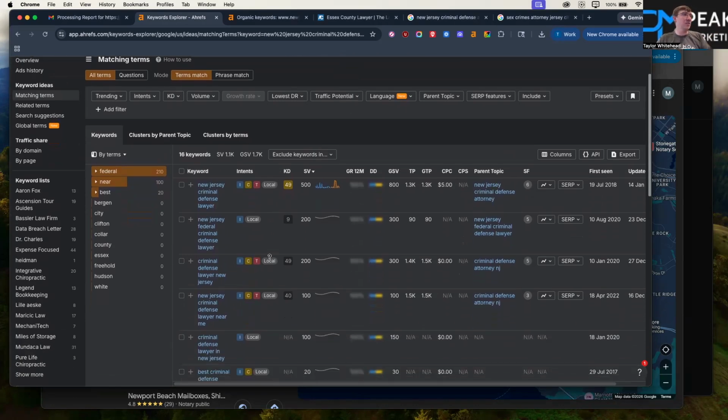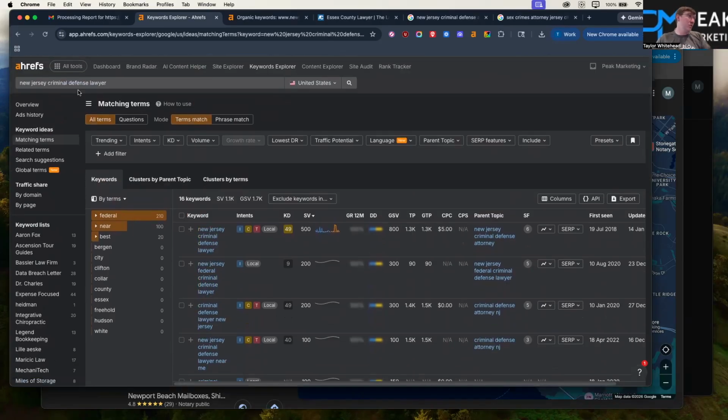Okay, because occasionally you'll have something like criminal defense lawyer New Jersey rather than New Jersey criminal defense lawyer, right? The way the words are organized is also important. For this particular keyword, we hit the nail on the head for the one that's got a decent amount of search volume. However, one thing I do want to point out is over here, you're going to have something called a parent topic.